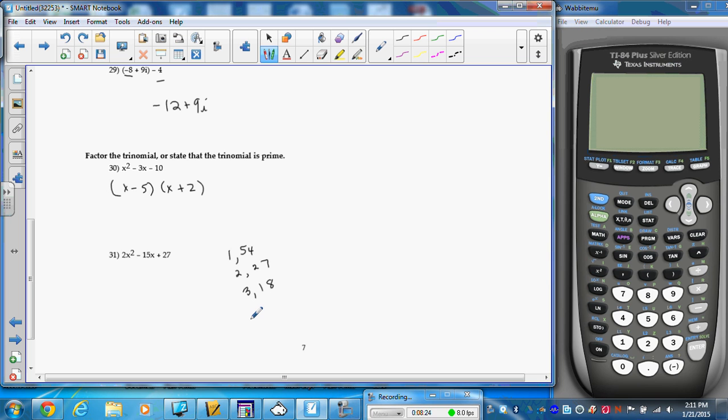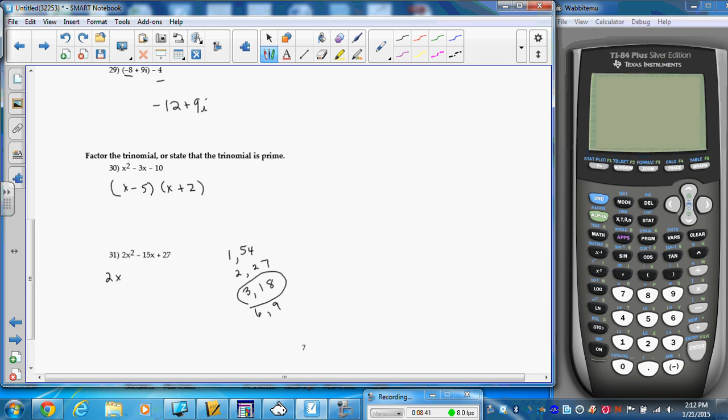Will 4 go into 54? No. How about 5? No. 6, 54 divided by 6 is 9, so 6 and 9. 7 and 8 won't, so we're really finished. So the only options that we have are 3 and 18. So we're going to go ahead and go with that.